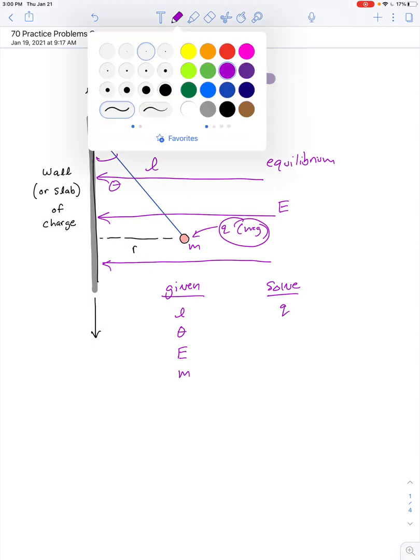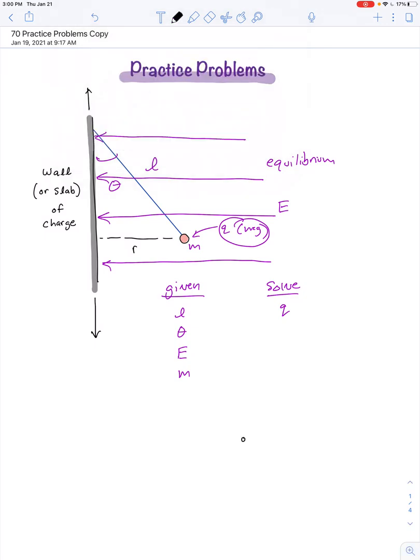So make a free body diagram. There's some tension in the string. There's a force of gravity, mg. And then there's an electrostatic force. And this is the interaction of the charge with the electric field. So now, again, this brings up the question. We have to find force.